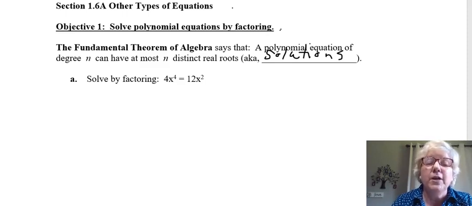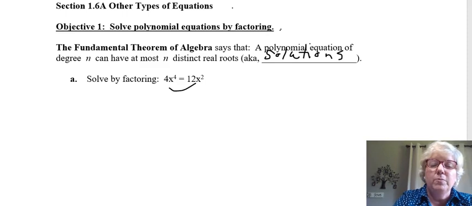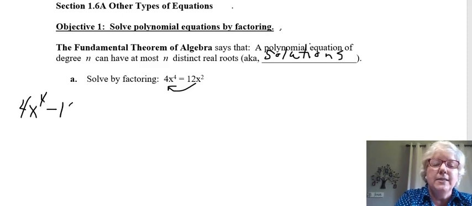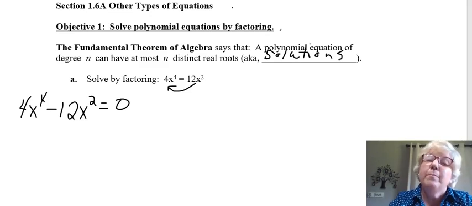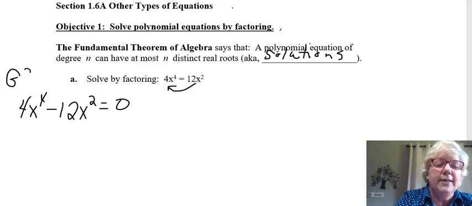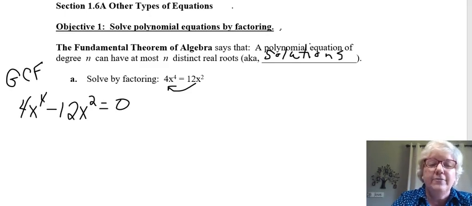The first method we'll cover is factoring. To use the factoring method, you need to move all terms to one side and get it equal to 0. So I'm going to move that 12x squared over and rewrite this as 4x to the 4th minus 12x squared equals 0. So I have a binomial. I notice that this binomial has a greatest common factor, GCF, of 4x squared.